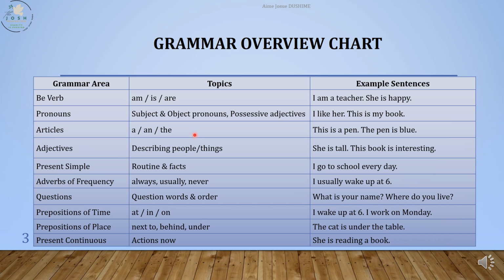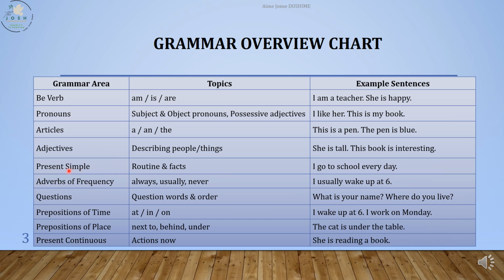We use no article when we are talking about plural countable nouns in general, or uncountable nouns in general, or when we talk about languages, sports, subjects, or meals. This is a pen, the pen is blue. We also learned what we call adjectives. Adjectives describe people or things. They give us information about people, places, and things. She is tall, this book is interesting, like that.